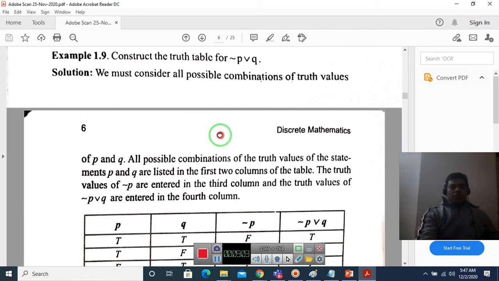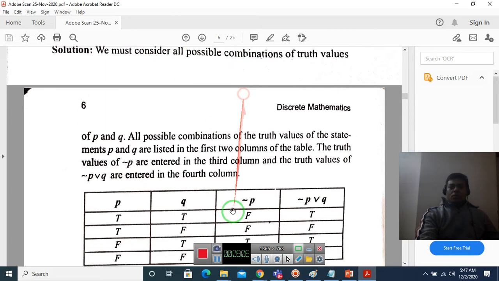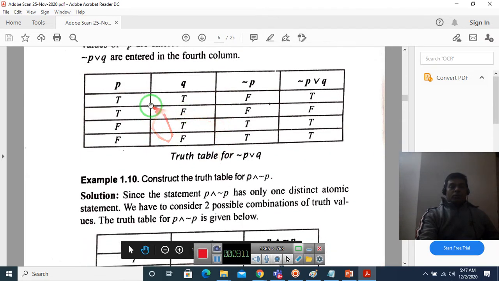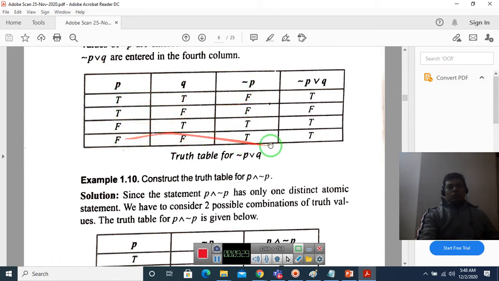So let us construct the truth table for the negation of P disjunction Q. We have 4 possible combinations, 2 to the power 2. P and Q become true-true, true-false, false-true, false-false. Then first we find the negation of P: false, false, true, true. And then we find the disjunction. Disjunction means that if any one is true, then the result will be true: true, true, true, false.